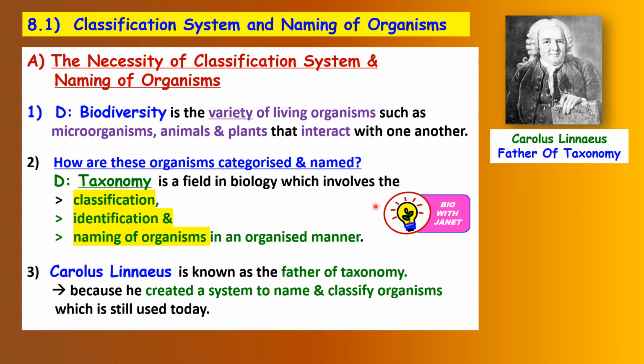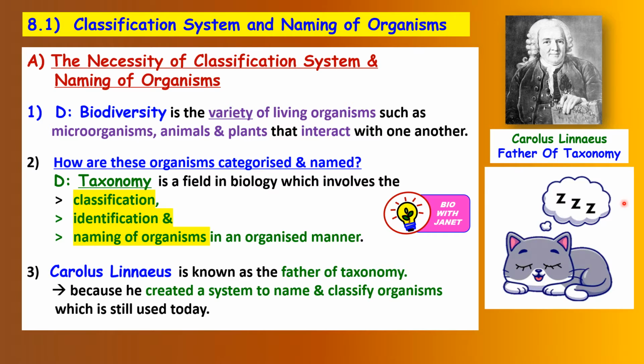So taxonomy is a field in biology which involves the classification of organisms, identification of organisms, and the naming of organisms in an organized manner. Take, for example, our popular house cats or domestic cat as compared to wild cats that live in the wild. So the house cat has been classified under the kingdom Animalia, and it is also classified in class Mammalia, right?